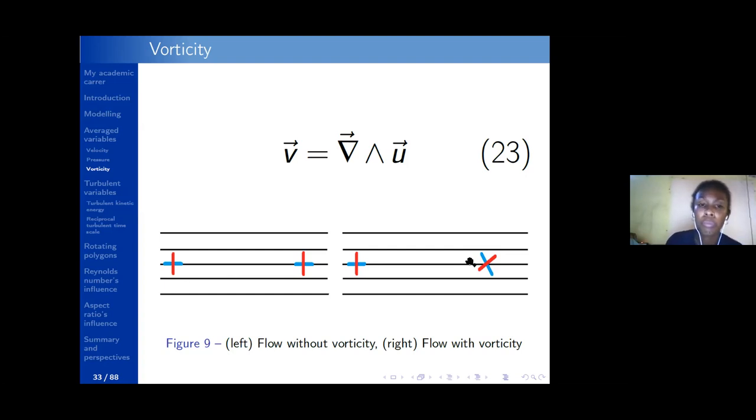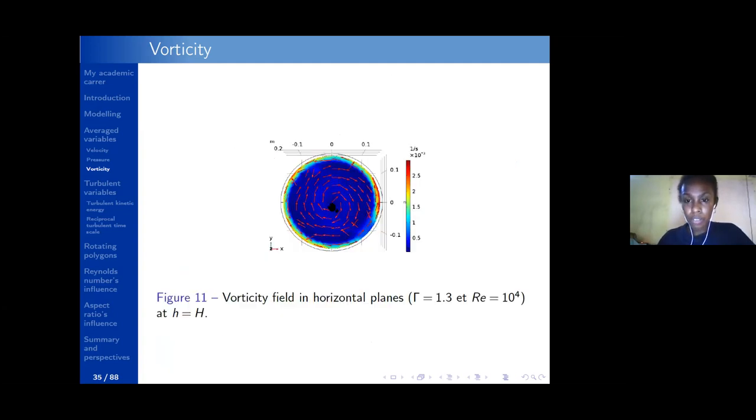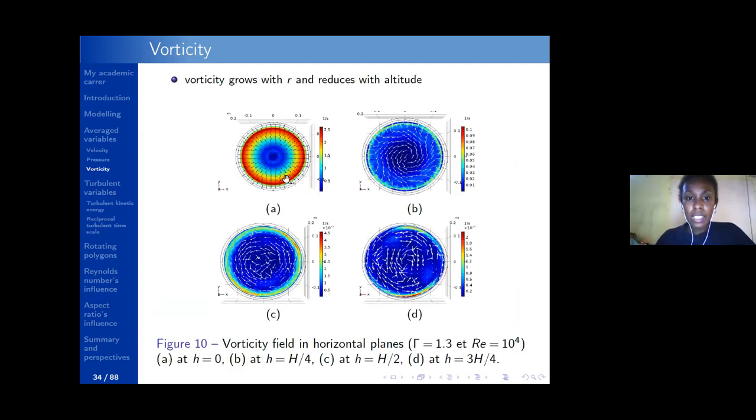So with vorticity, we can quantify the rotation in the flow, as we've seen in the turbulence characteristics, that turbulent flows are made of vortices. The vorticity grows with the radial component for every height, and it reduces with altitude.